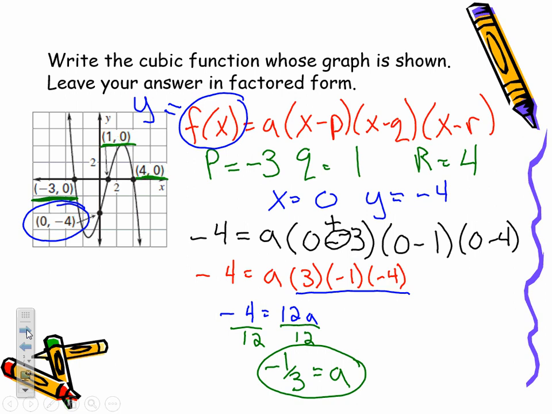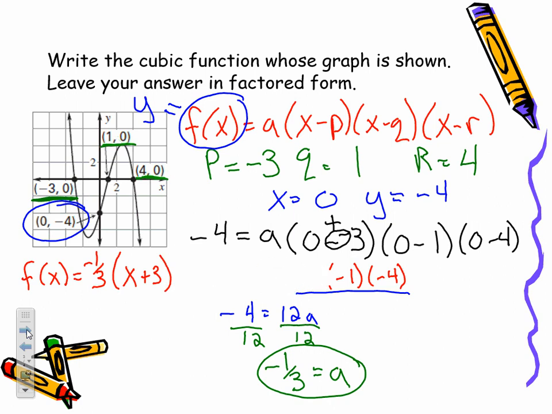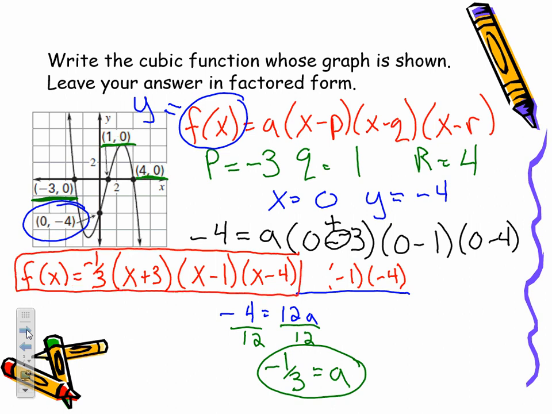Once I know a, I'm almost done. All I have to do is rewrite my problem. So use my original. So f of x equals, my a is -1/3 times the quantity x minus a -3 turns into +3. So I'm going to erase some of this. Times the quantity x minus 1 and x minus 4. This, ladies and gentlemen, is our final answer. Okay? So after you find a, you just plug it back into the original.